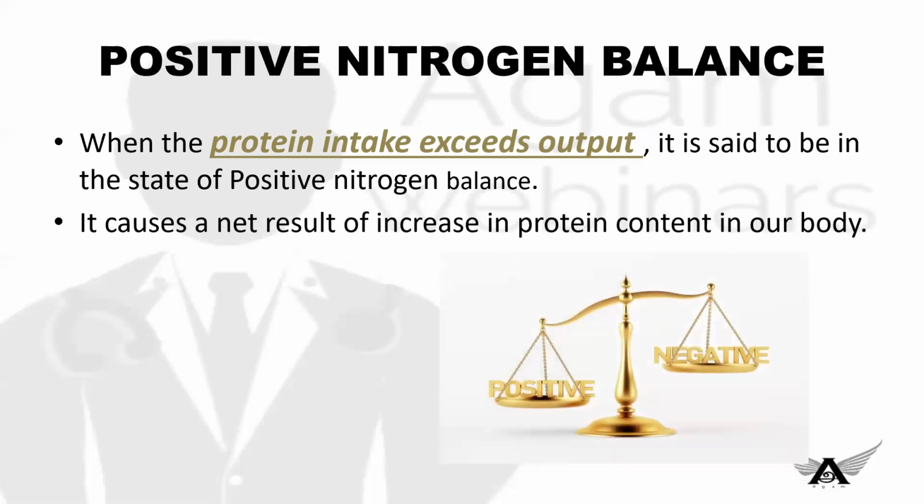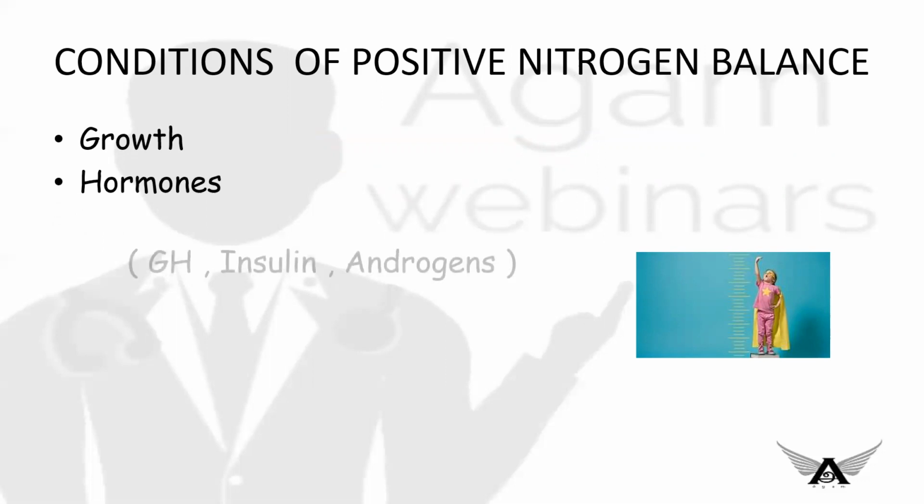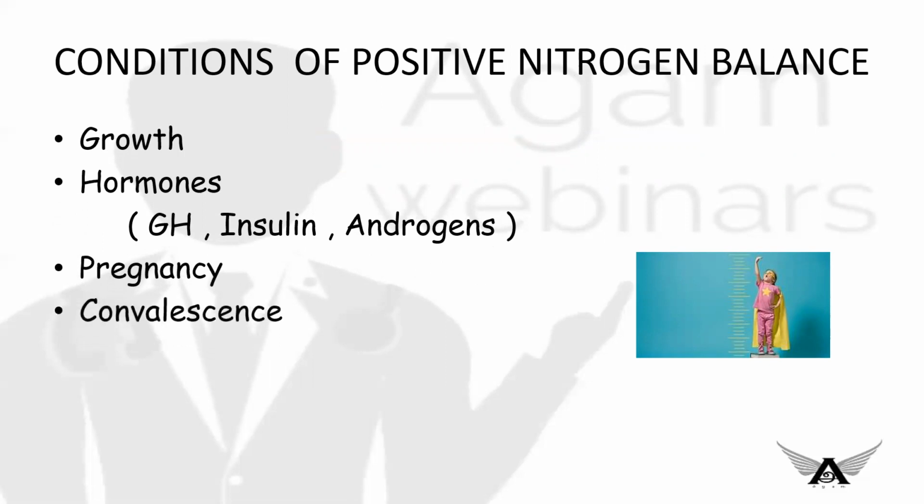There are some conditions in which we achieve positive nitrogen balance: during growth, during pregnancy, or some hormonal influences like growth hormone, insulin, androgens, and during the stage of convalescence. Convalescence is nothing but the state in which we are recovering from illness or disease. These are the conditions in which we achieve positive nitrogen balance.